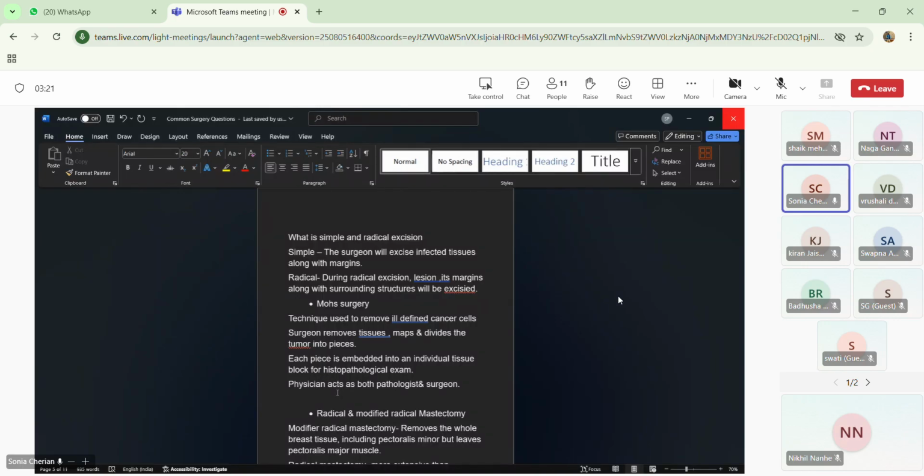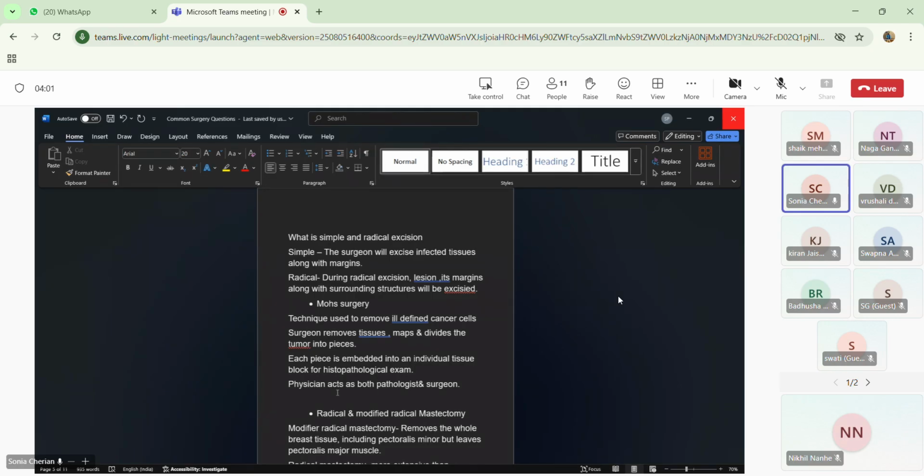Why? Because he will remove the tissue, map and divide the tissue into pieces, and each piece will be embedded into an individual tissue block and kept under the microscope to examine. That is why we say the physician acts as both pathologist and surgeon. He won't require any separate pathologist. He himself will cut, map and divide it, embed it into the tissue block, and examine it under the microscope. This is how you have to say the points.